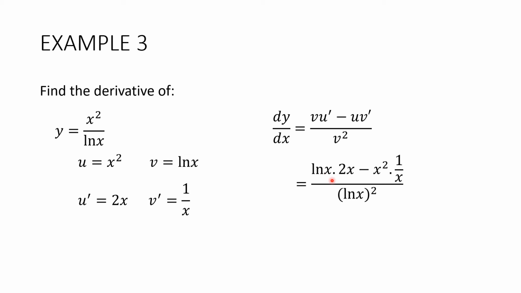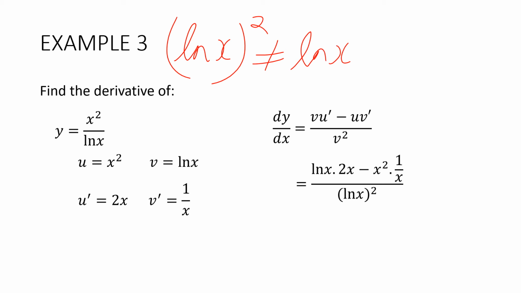So this can be tidied up: 2x ln x, take away, one of those x's cancel, so we end up with x there, all over ln x all squared. Now let's just talk about this for a minute. We can't actually simplify that. If you think about it, ln x all squared is not the same thing as ln x squared. So ln x all squared, that means log x times log x, whereas this one means log of x squared. So we can't simplify it to that.